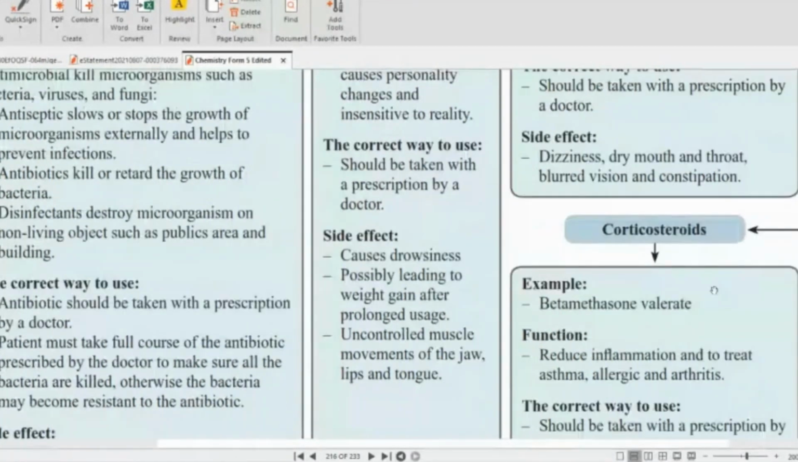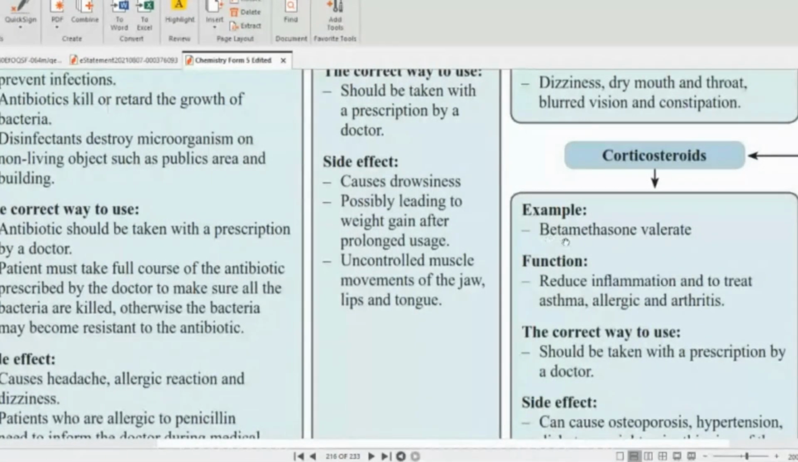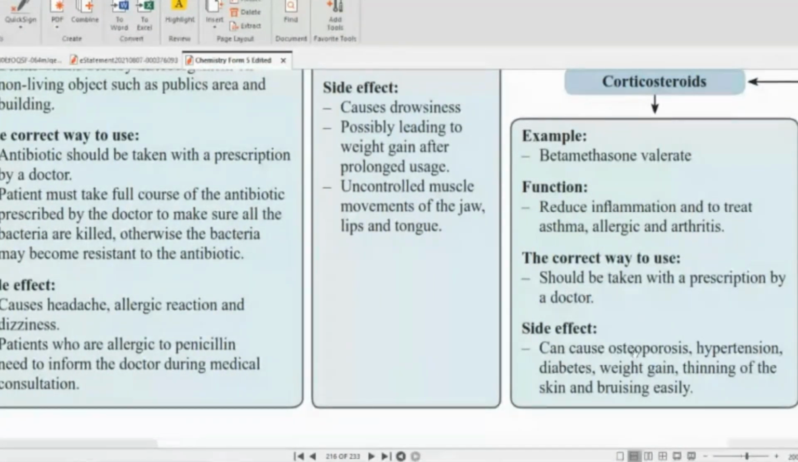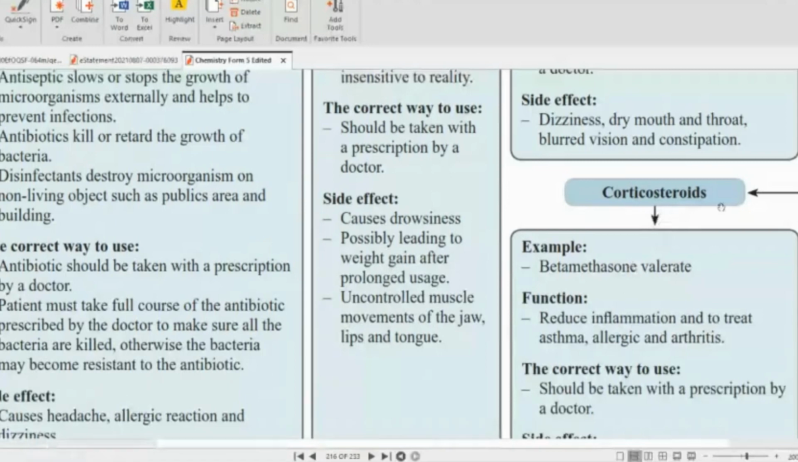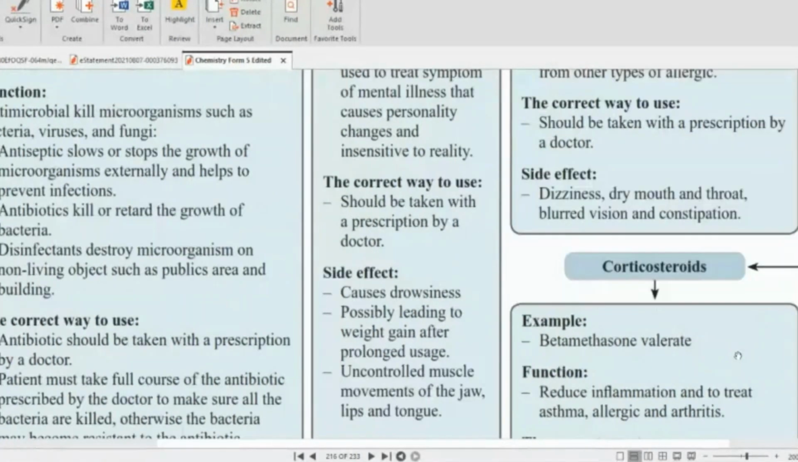Next, corticosteroids, such as betamethasone valerate. They reduce inflammation and treat asthma, allergy, arthritis. Side effects cause osteoporosis, hypertension, diabetes, weight gain, thinning of the skin and easy bruising. All these are for normal people. We seldom see all these medicines actually.